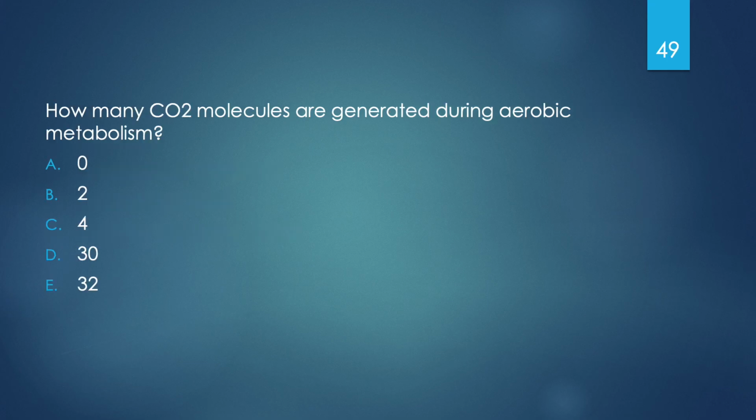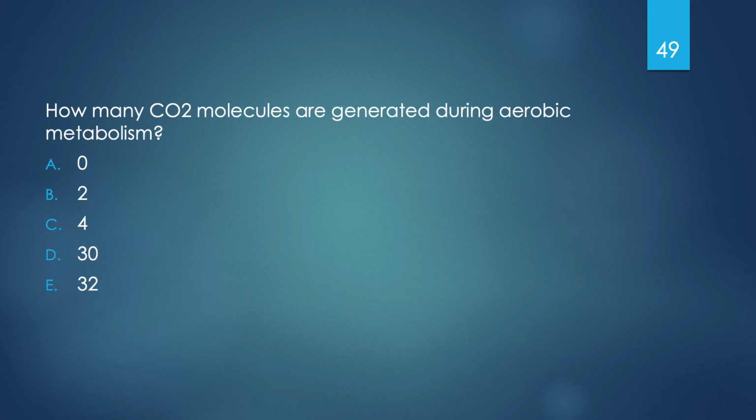How many carbon dioxide molecules are generated during aerobic metabolism? A, 0, B, 2, C, 4, D, 30, or E, 32? Well, we know that overall, in the whole entire breakdown of one glucose molecule, we'll have about 32 CO2 molecules in total. But that is not to say that the entire process is aerobic, because glycolysis at the very beginning is an anaerobic process occurring in the cytosol.